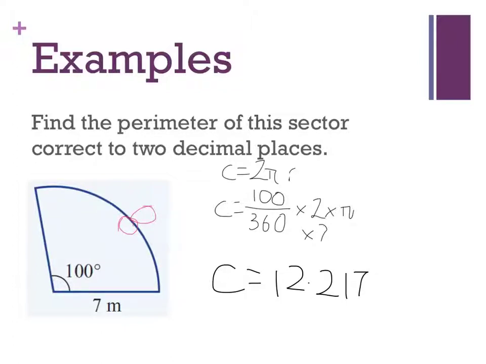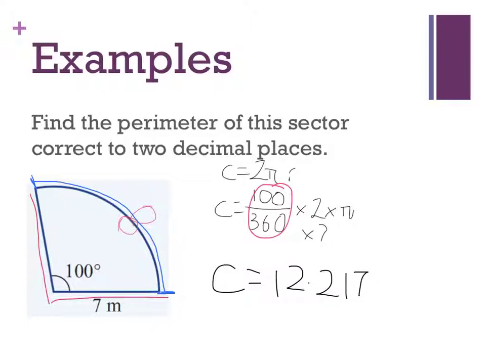Why have I done 100 over 360 times 2 times pi times 7? Well, I don't have a full circle. I have part of a circle. I only have 100 of the 360 degrees. So if I do 2 times pi times 7, I'm going to get the whole thing, but I only want part of it. That's why I've done this beforehand. So what I've technically got here is not my perimeter, but I've calculated from here to here. What am I still missing? I'm missing this side and this side.